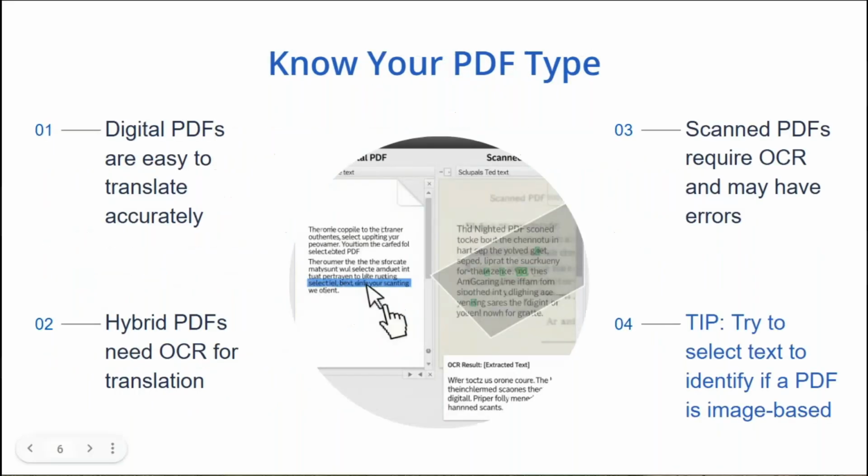It is really important to know your PDF type. It really matters, because as we've seen, not all PDFs are created equally. So the ideal is to know how they were created, to know how to deal with them. Digital PDFs are easy to translate accurately. Hybrid PDFs will need an OCR for translation. Scanned PDFs will require OCR and may have errors or may require pre-processing, and we will learn how to do that.